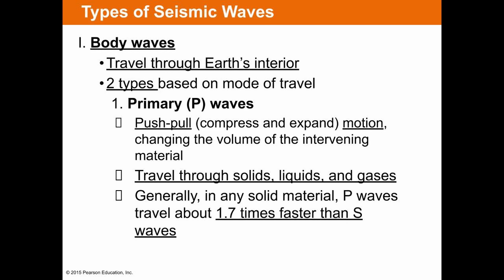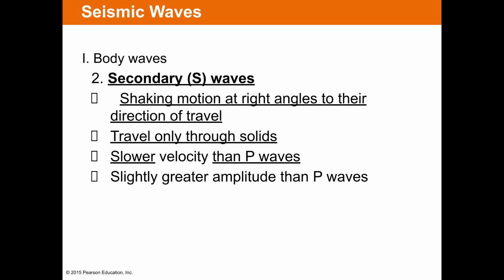about, the S wave. The secondary, or S wave, is a shaky motion at right angles to the direction of travel. This would be like taking the slinky, pulling it to the left or right, and then snapping it. This sort of wave only travels through solids, and as I just said, are slower in velocity than P waves.